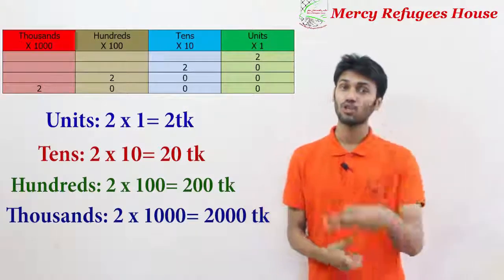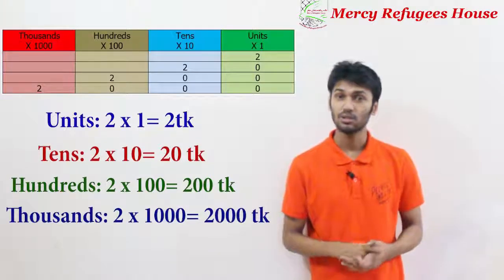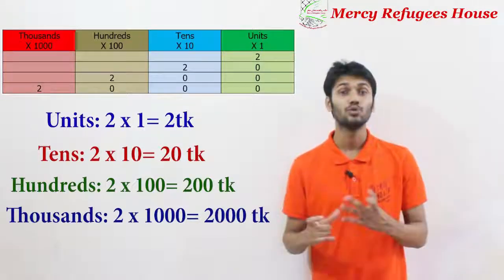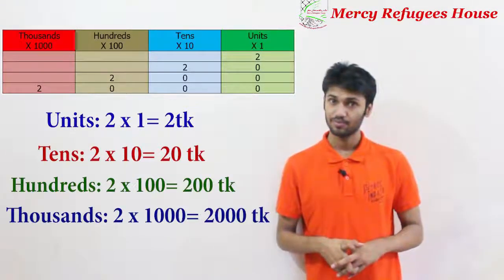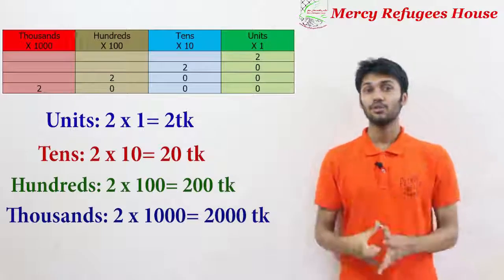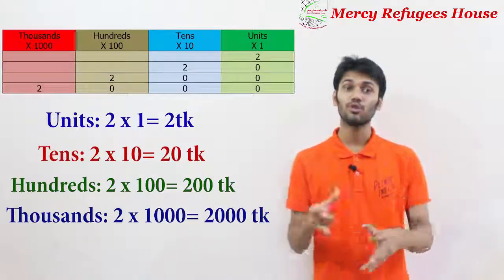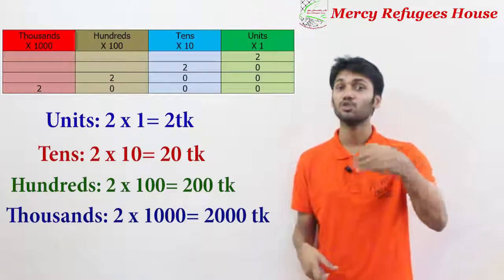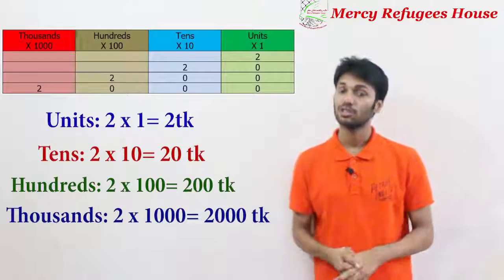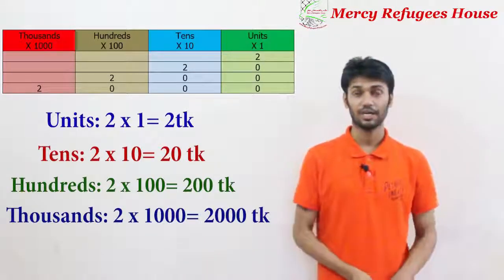Similarly, if I give you 2 notes of 100 taka, how many taka do you have in total? You will have 200 taka in total. Now, if I give you 2 notes of 1000 taka, you have already seen the notes of 1000 taka, right? So, if I give you 2 notes of it, how much would you get? You will have 2000 taka.